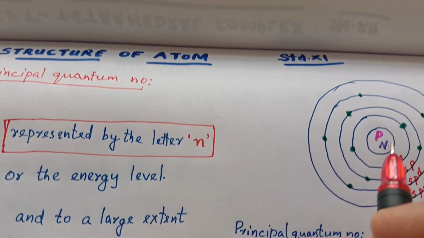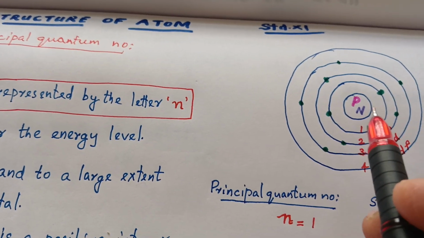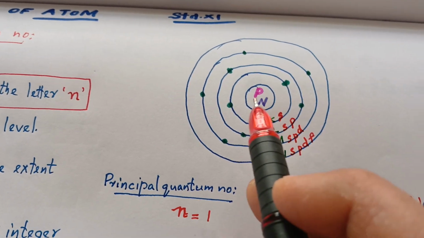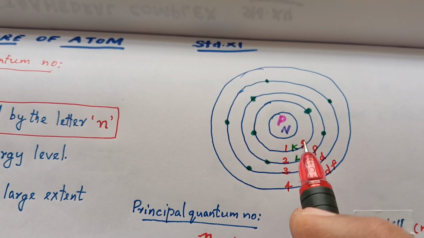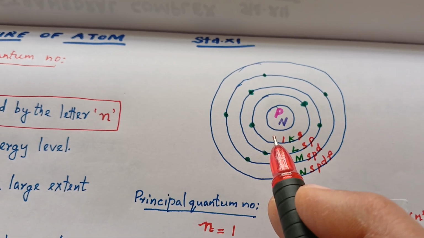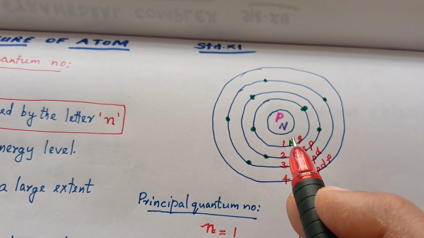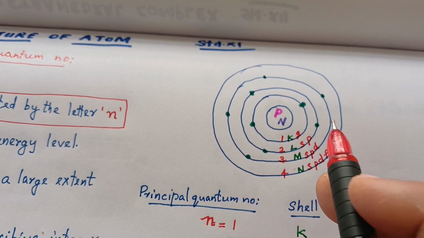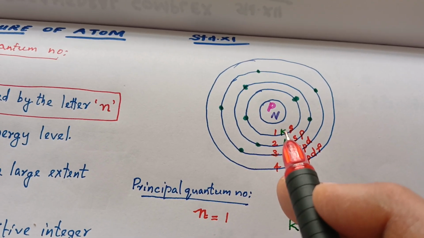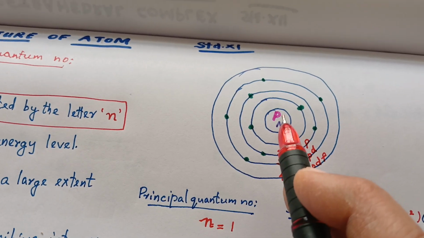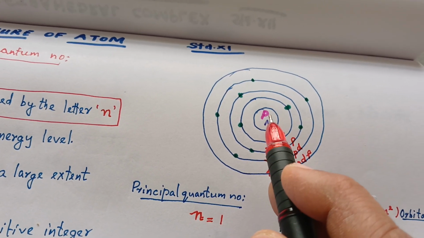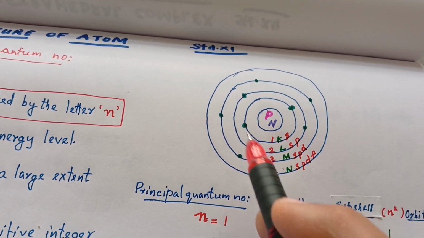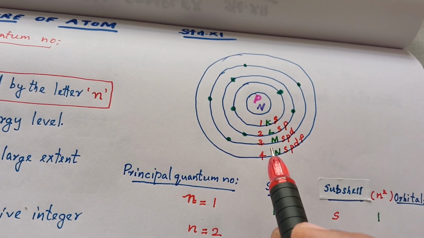Let us see what principal quantum number is. We can take this as a model of an atom. Actually, this is for a hydrogen atom, but it is easy for us to imagine an atomic model like this. We have the protons and neutrons in the nucleus. The nucleus is positively charged and electrons go around in shells.